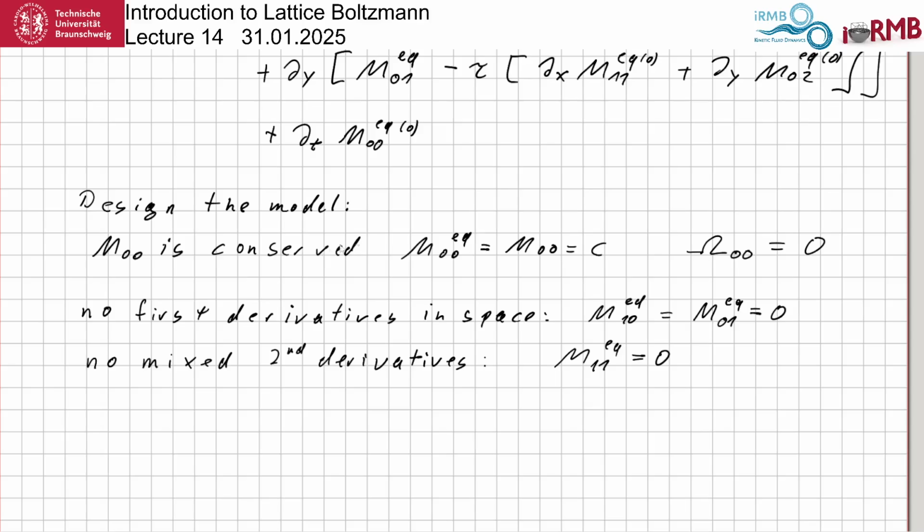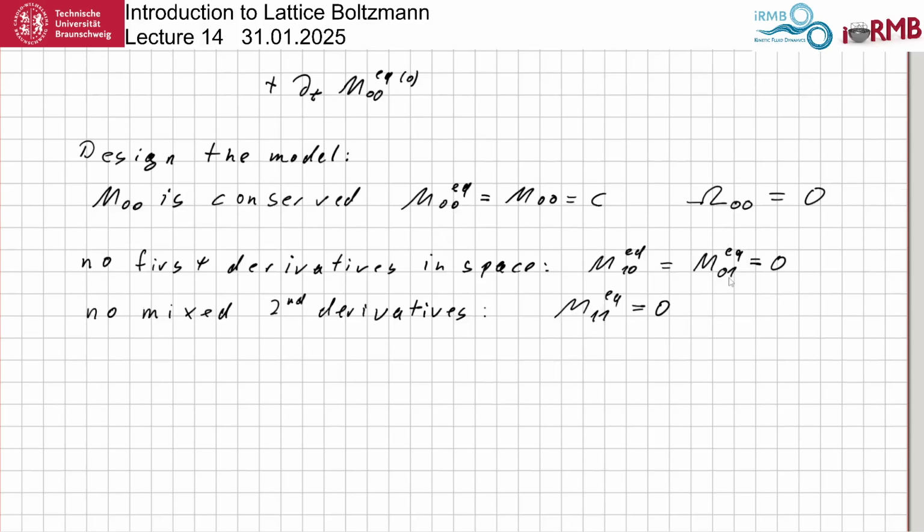So, no mixed derivatives. So this would be zero. And there are second derivatives. So we need to have the second derivative to be correct.